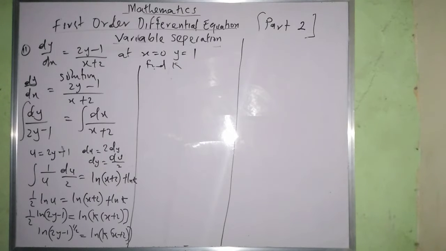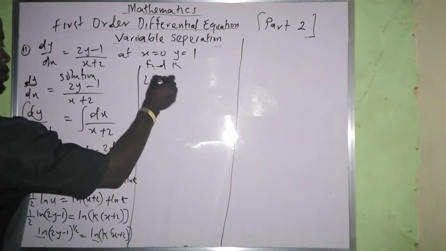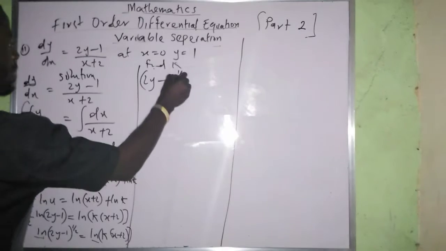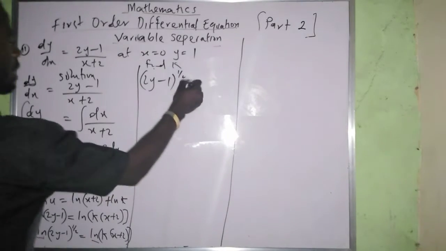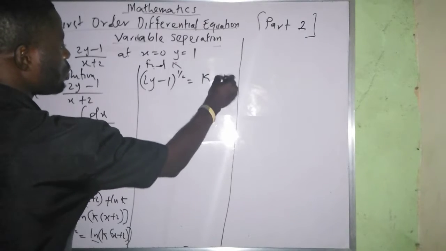Now, since I have this, I can say that this ln and this ln are equal. It means I'll be having 2y minus 1 bracket of 1 all over 2 equals k, x plus 2.